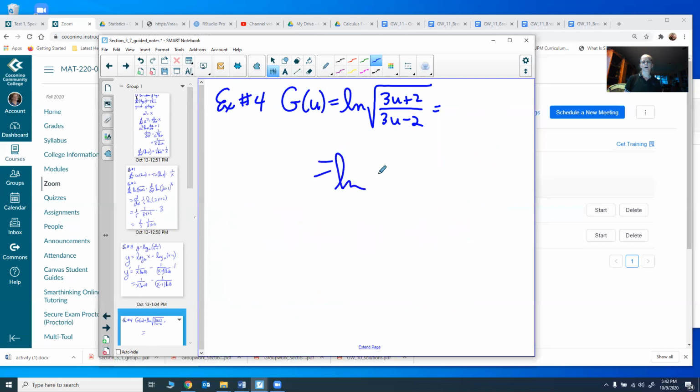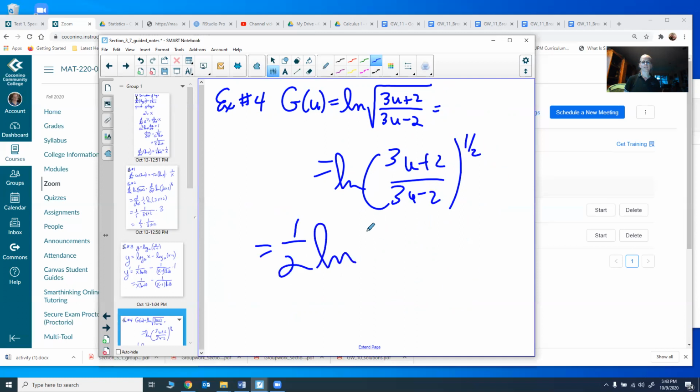This is the derivative of g of u, which is the natural log of the square root of 3u plus 2 over 3u minus 2. So we're going to write this as the natural log of 3u plus 2 over 3u minus 2, all to the 1/2 power. Well, by a property of logs, I can bring that 1/2 out front. So it's 1/2 the natural log of 3u plus 2 over 3u minus 2.